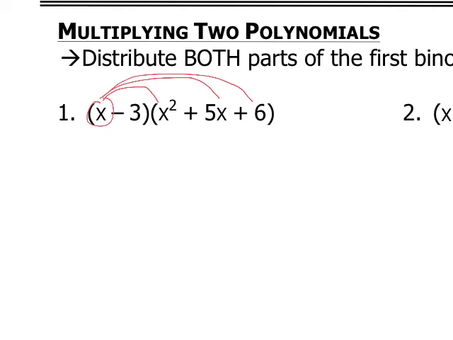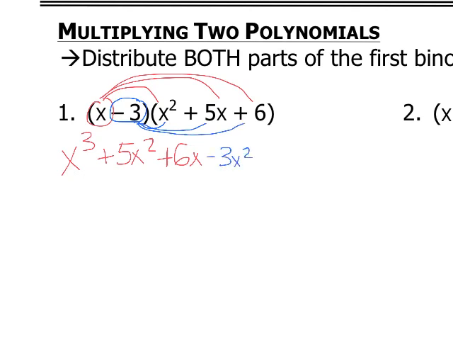So x times x squared would be x to the third. X times 5x is plus 5x squared. And x times 6 is plus 6x. So that's the first part. Then I also need this negative 3 times all 3 pieces. So negative 3 times x squared is negative 3x squared, or minus 3x squared. Negative 3 times 5x is minus 15x. And negative 3 times 6 is minus 18.